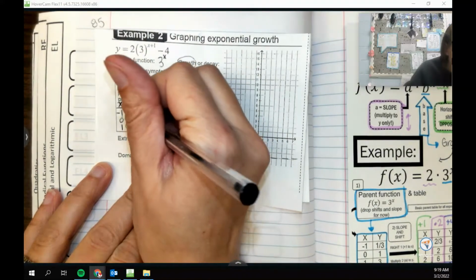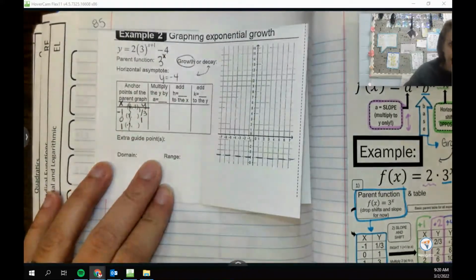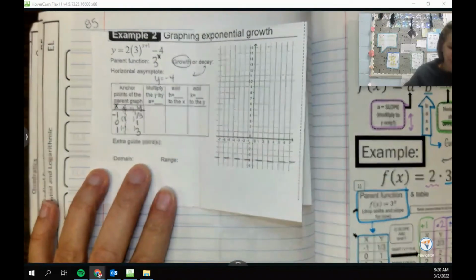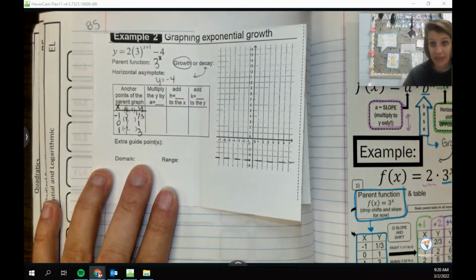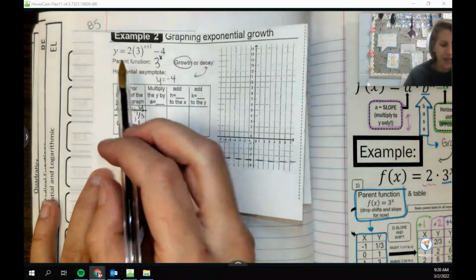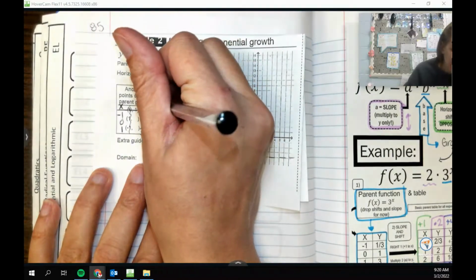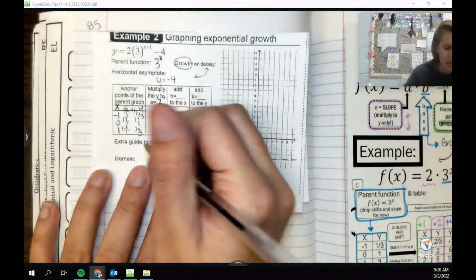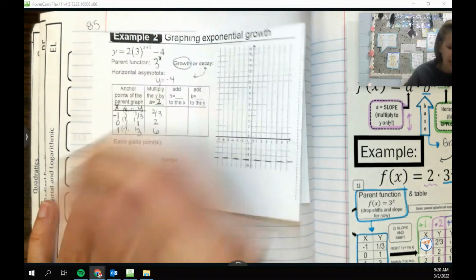I plug in 0, anything to the 0 power is 1. And then I plug in 1, and 3 to the first stays the same. The second thing that we need to do is if I have another slope number, I need to adjust by that slope number. And I do, it's 2. So we're going to multiply by 2, and we only do it to the y values. So my y values right here, we're now going to double them. So 2/3, 2, and 6.